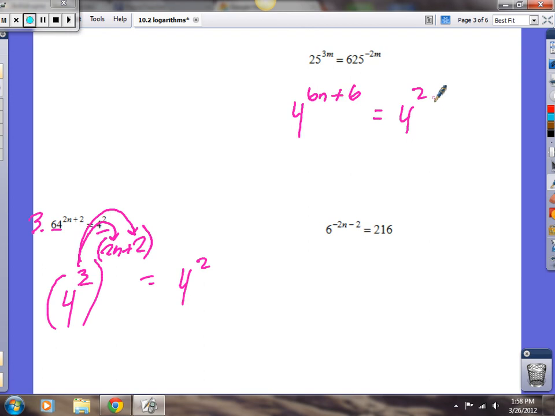Now, Emily, your bases are equal. So what does that mean? That you can set their exponents equal. So let's do that. 6n plus 6 equals 2.